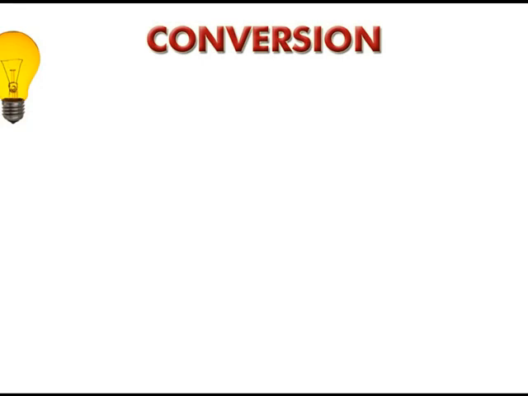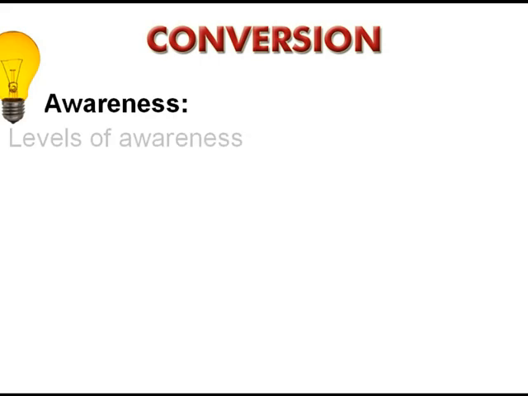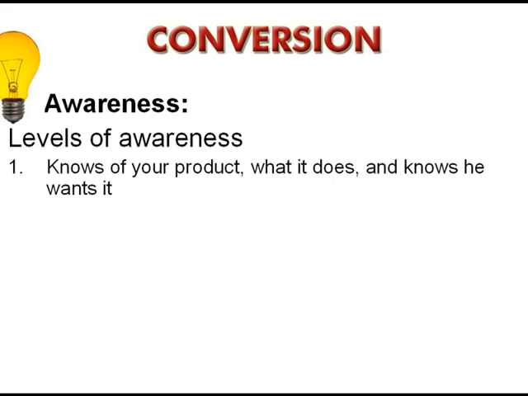So the first one we're going to look at here is the levels of awareness. And there are a number of different levels we're going to work with, 5 in this case. And so we'll kind of roll through them here. The first one, this is the easiest sale for you. That is, besides somebody who's already bought your product, and frankly somebody who owns one of your products would fit in this. But this is an instance where the customer, or the client, knows of your product. They know what it does, and they know that he or she wants your product.